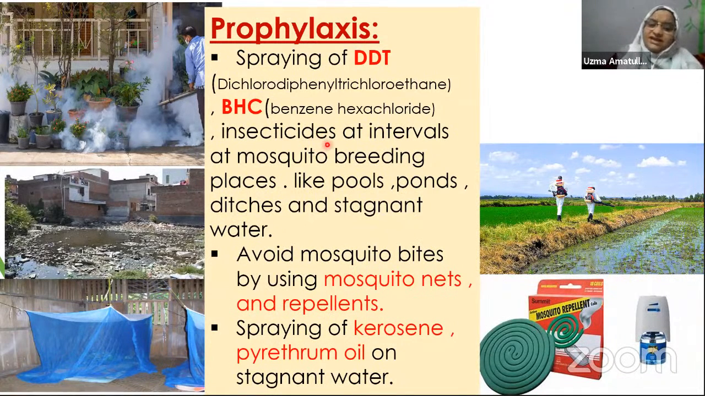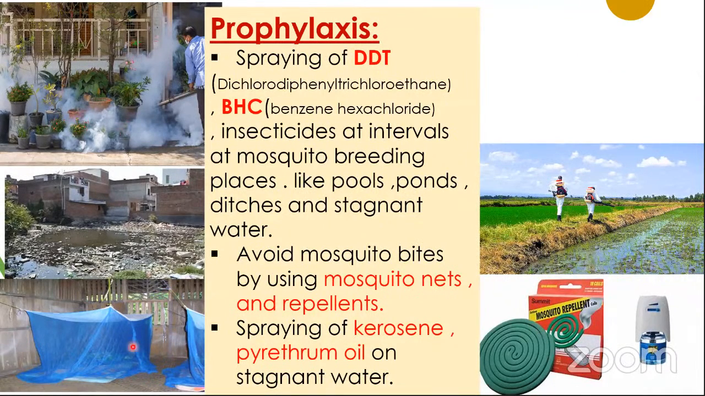So here, spray insecticides at intervals at the mosquito breeding places. Wherever you think that mosquitoes will breed, you spray these insecticides. These places, stagnant water, are the breeding ground for mosquitoes, like pools, ponds, and ditches. Now avoid mosquito bites by using mosquito nets. Here you can use mosquito nets.